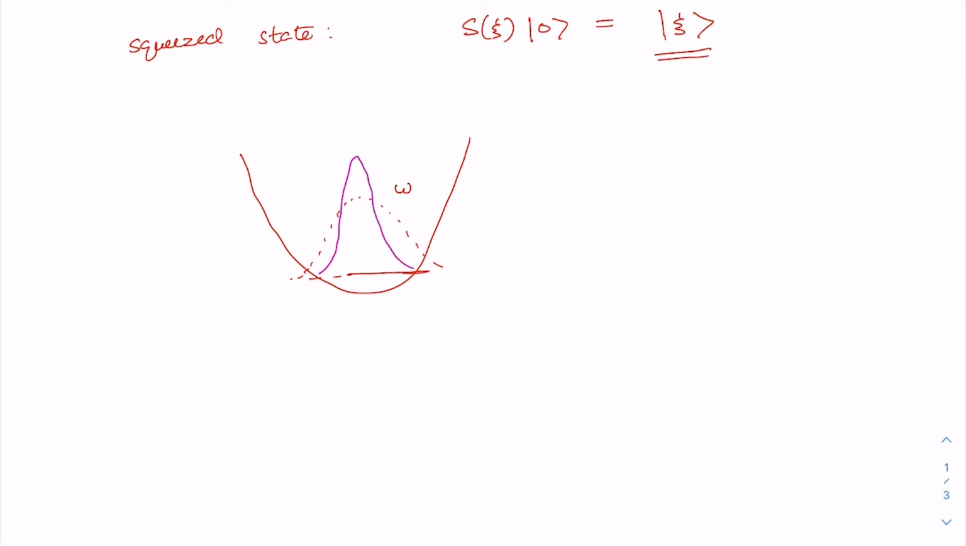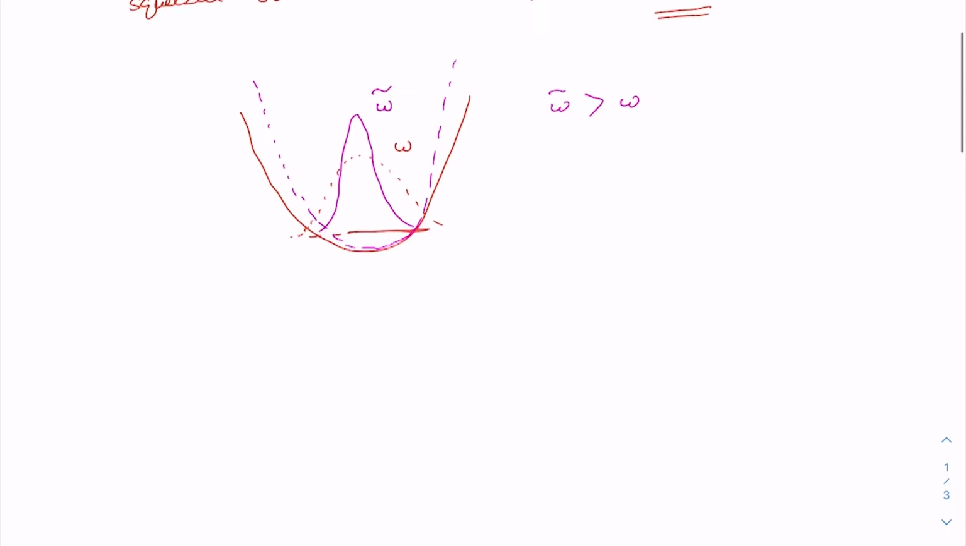Because of that, you see the ground state is getting squeezed. We increase the curvature, and as a result of this, the ground state is getting squeezed, and its frequency, say omega tilde, is the new frequency of the harmonic oscillator after increasing the curvature, and omega tilde is greater than omega.